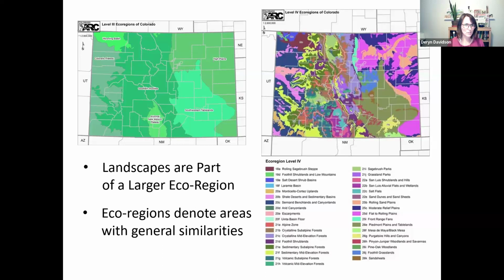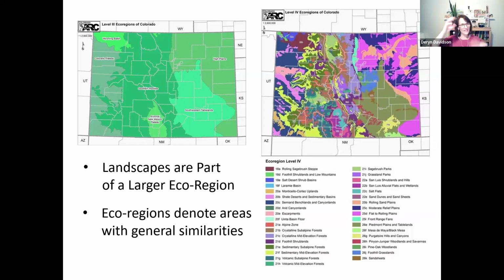Now, if we look at the map on the right, that is a little more fine grain. We're looking a little more closely. You can see there are lots and lots and lots. On the left, we have what, 1, 2, 3, 4, 5. On the right, we have over 20 different ecoregions at a more fine scale.